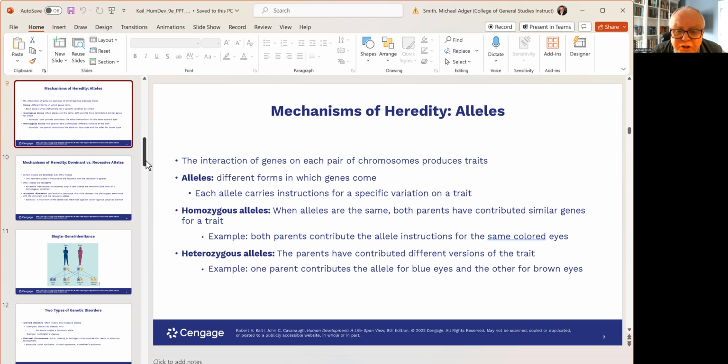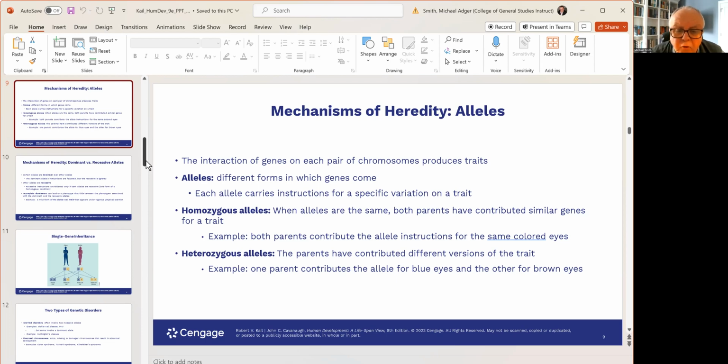The interaction of genes on each pair of chromosomes will produce traits. Now, when I talk about traits, I'm talking about things like hair color, skin color, whether your earlobe is attached or unattached is a hereditary trait. It's something that's passed down. The color of your eyes, shape of your nose, shape of your lips, your facial features, but all of these things are interacting at the gene level on the chromosomes.